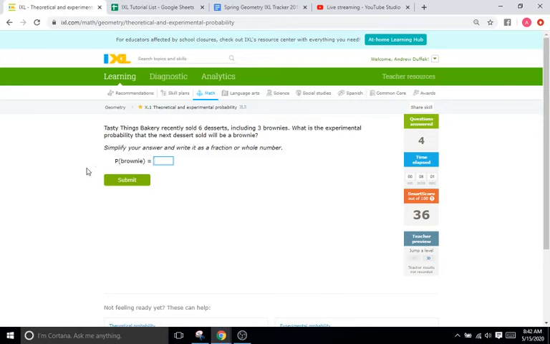Tasty Things Bakery recently sold 6 desserts, including 3 brownies. What is the experimental probability that the next dessert sold will be a brownie? Well, there are 6 desserts total, and there's 3 brownies. So there's 3 over 6.